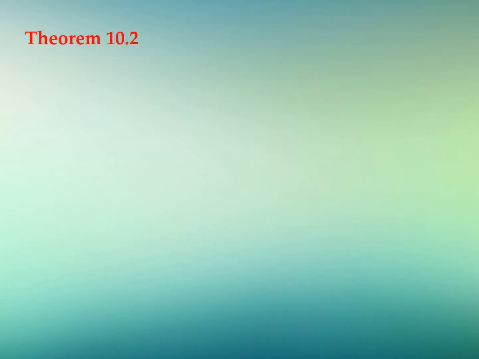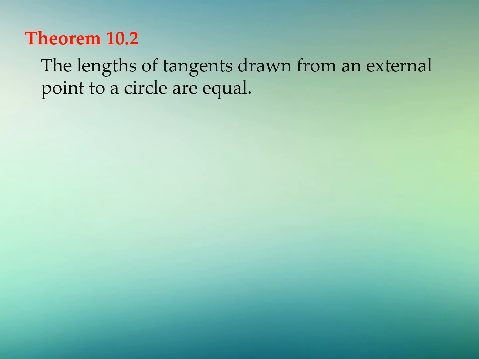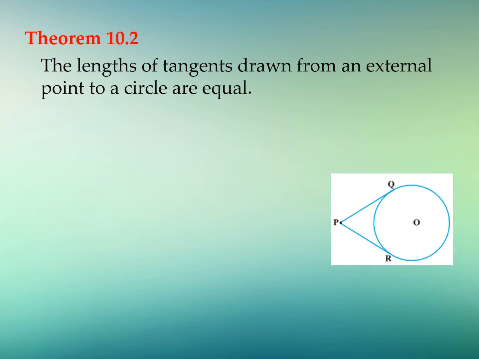Let's move on to theorem 10.2, which has the length of tangents and concepts based on the length of tangents. The lengths of tangents drawn from an external point to a circle are equal. So in the diagram we have seen PT1 and PT2 were the lengths of the tangents, and if at all you have such tangents, if you try to find the lengths of those two tangents, we can see the lengths will be equal. Let's understand how it is possible.